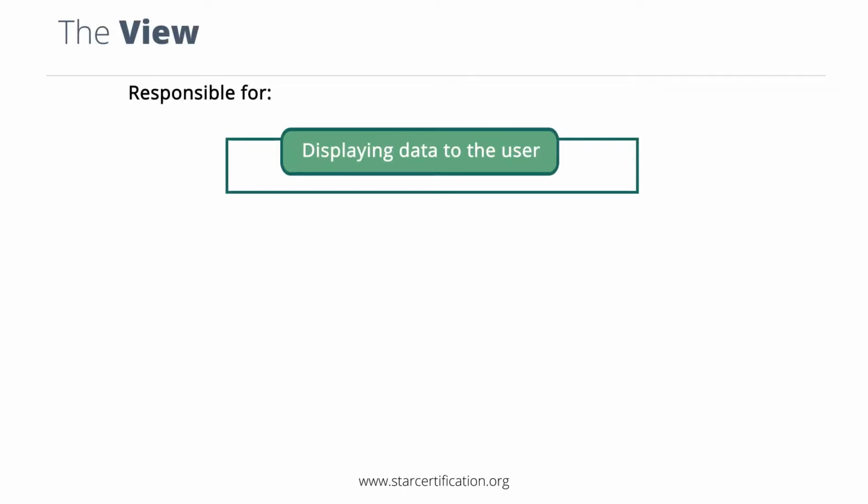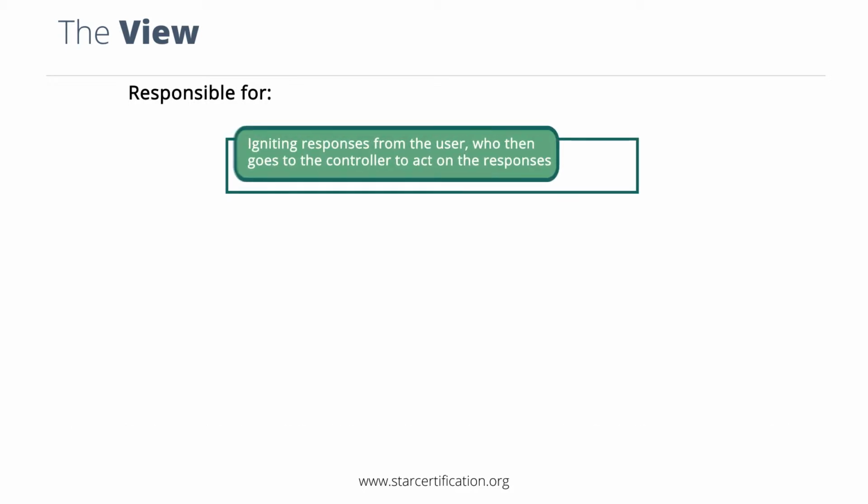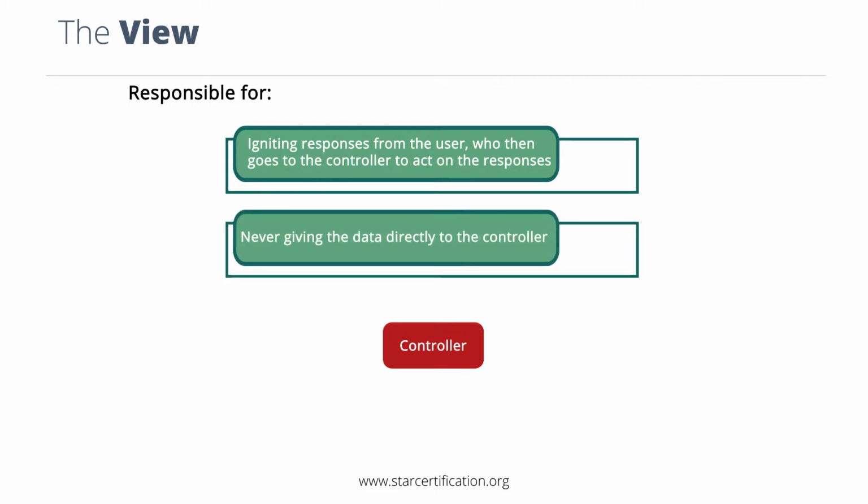The view component is responsible for displaying data to the user. Traditionally in web apps, the view is where the HTML is generated and displayed. It is also responsible for igniting responses from the user, which then go to the controller to act on the responses. For example, a button in the application's view, when clicked by the user, triggers the controller. But it is also important to note that a view never gives the data directly to the controller. There is always the model in between.